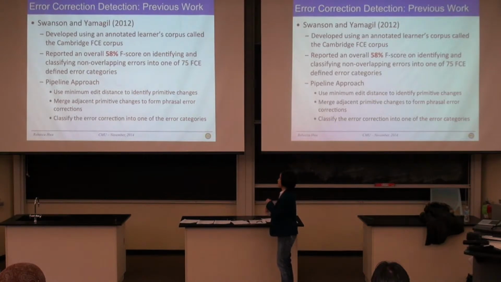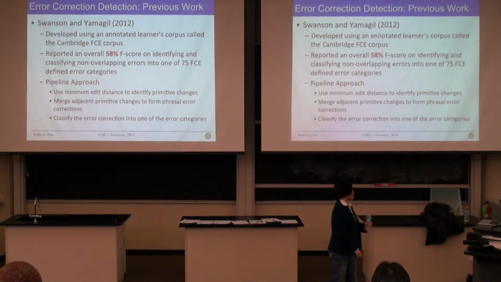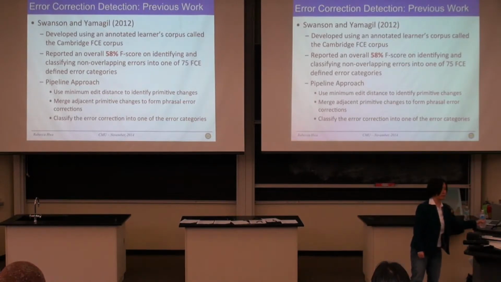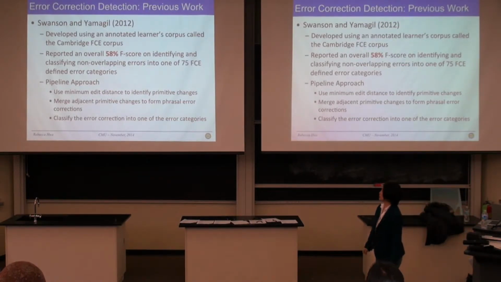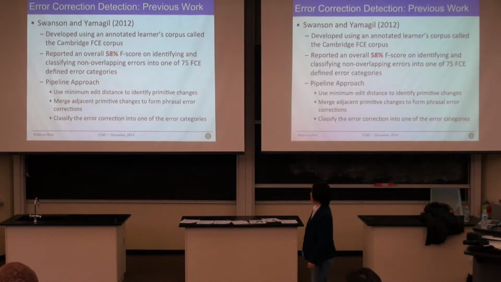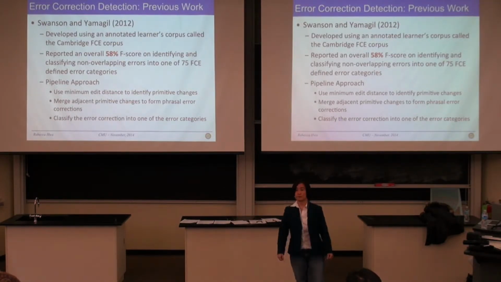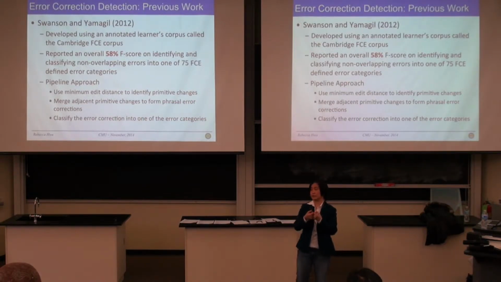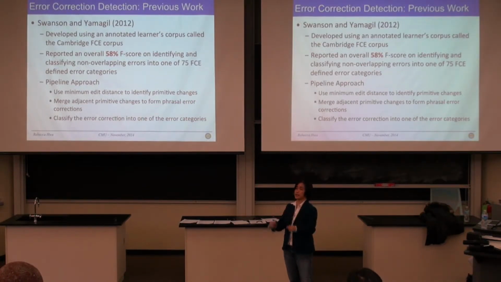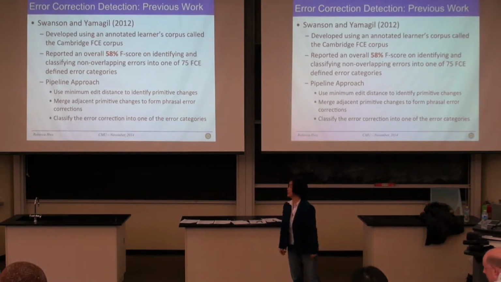And the approach they took is fairly straightforward. They start off saying, well, we're going to compare using minimum edit distance to find where things change, individual changes, insertions, deletions, etc. And then we are going to merge things that are next to each other into what we call an error, and then we are going to classify them.